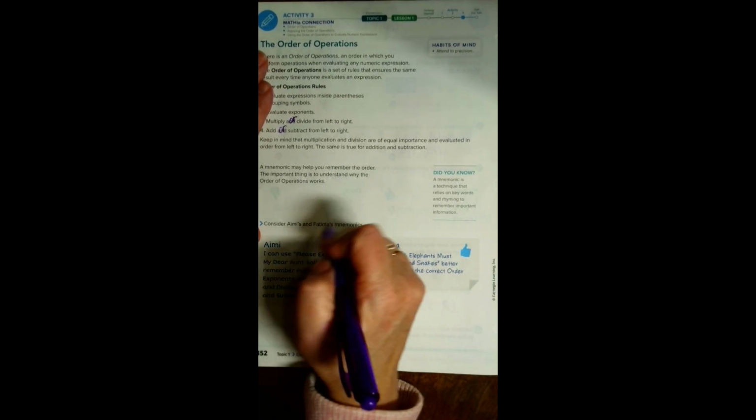Either one works, doesn't matter which one you use. Most generally, you're going to hear this one. Okay, so we're going to work on evaluating some of these.